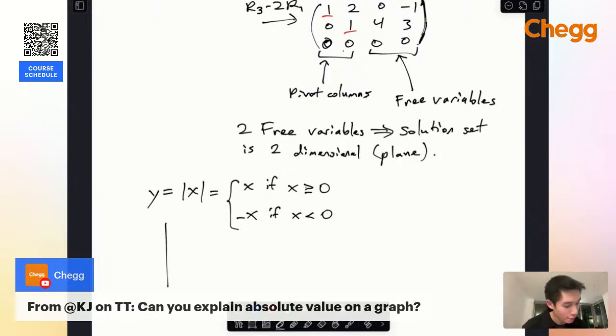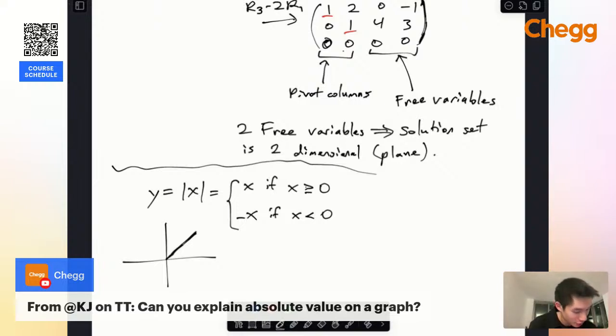Let me indicate this is a separate question. If you were to graph this, you can see that you have 2 lines going on here, y equals x and y equals minus x. The line y equals x looks like this, and the line y equals minus x looks like this. And so you get this kind of shape for the graph.